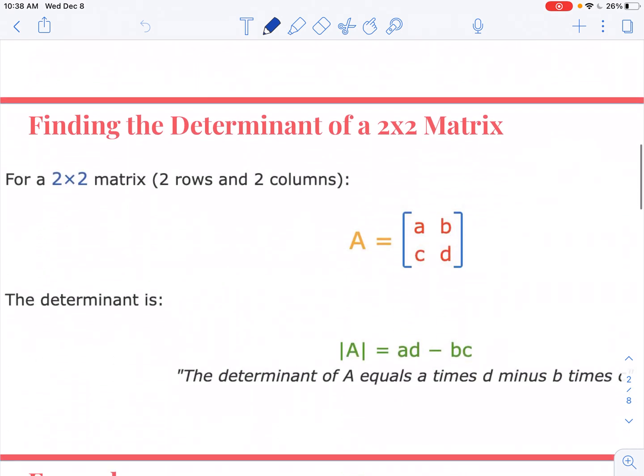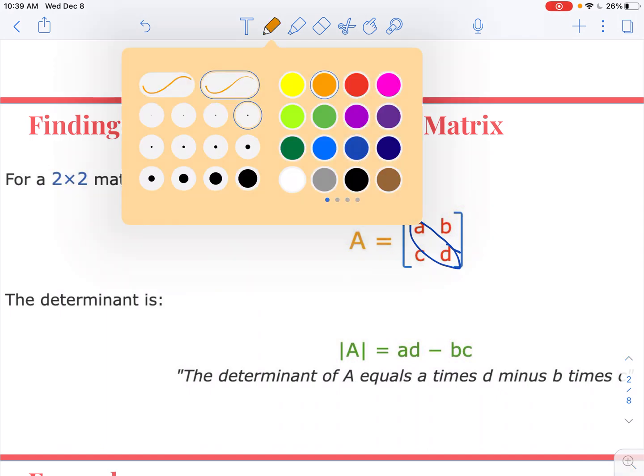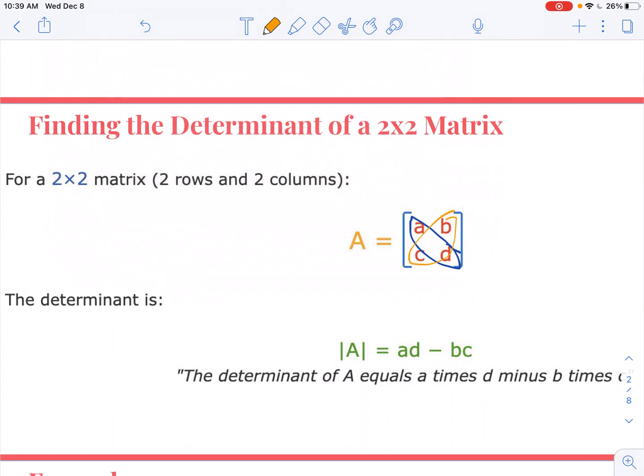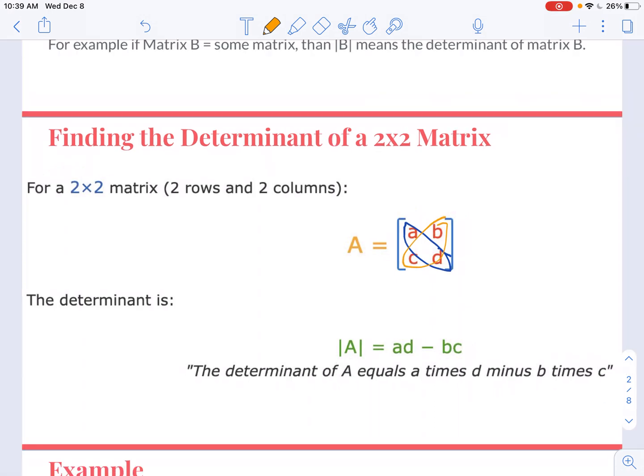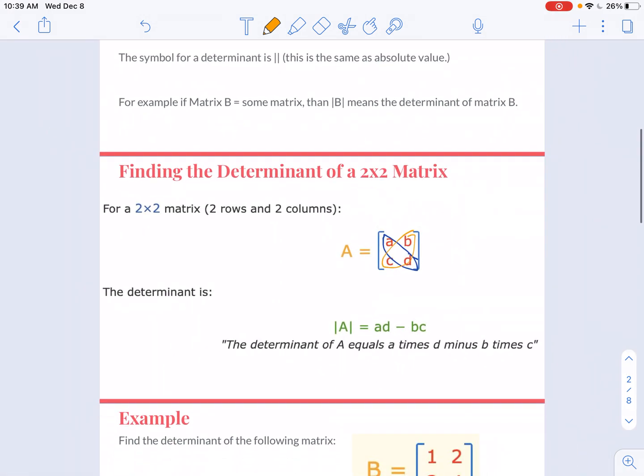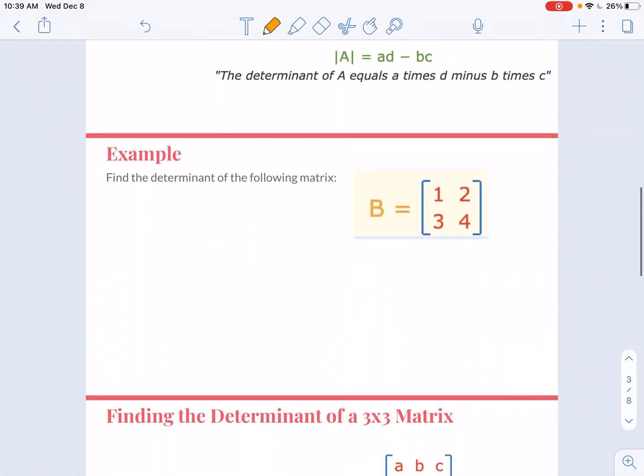All right, finding the determinant for a 2x2 matrix is really easy. I enjoy finding the determinant of a 2x2 matrix compared to a 3x3 because you multiply A times D and then you subtract B times C. So you multiply A times D and then you subtract B times C, and that's your determinant of matrix A. Really straightforward, really easy. We're going to go ahead and look at this example.